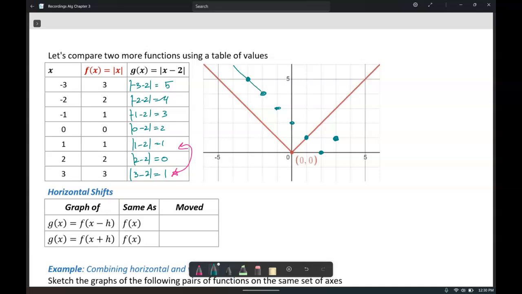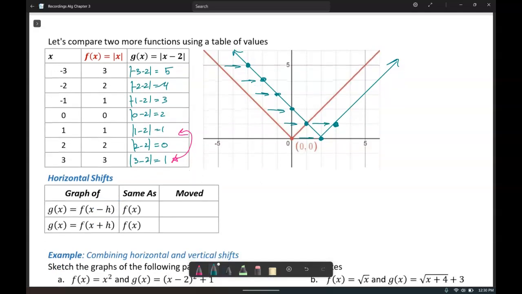So if we see the V pattern, it's a little bit easier to see what the transformation was. Our graph didn't shift up, it shifted to the right. All of those points moved right 2 units from the parent. So when we have something inside of our grouping symbol and we're taking x and subtracting an h value, that's going to shift our graph h to the right.